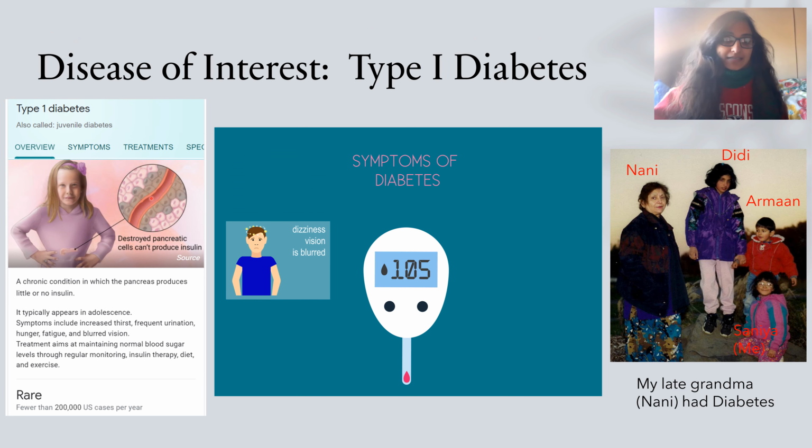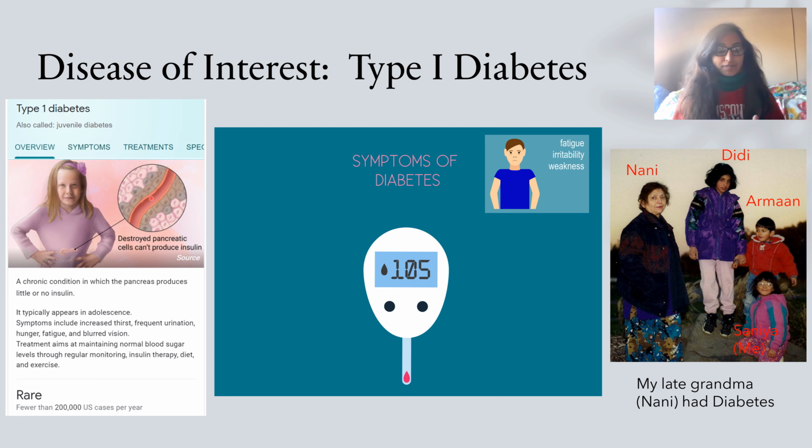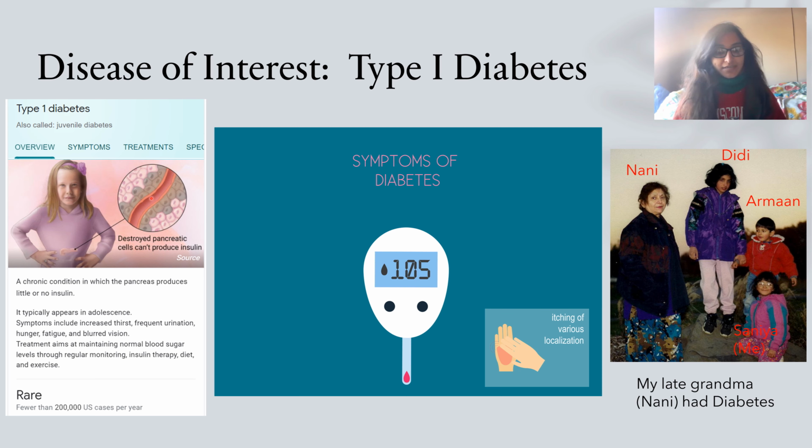So in this case, let's just suppose we are interested in looking at type 1 diabetes. Type 1 diabetes, also known as juvenile diabetes, is a chronic condition in which our pancreas is producing little to no insulin. It typically appears in adolescence, and symptoms can include thirst, frequent urination and going to the bathroom a lot, hunger, fatigue, and blurred vision. The treatment usually involves maintaining normal blood sugar levels through regular monitoring, insulin therapy, diet, and exercise.